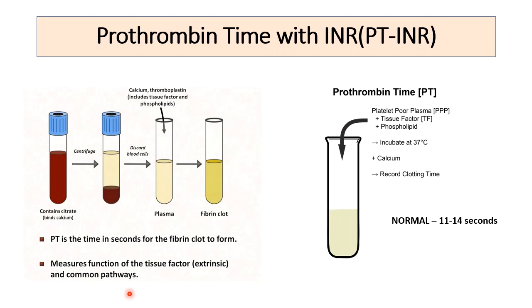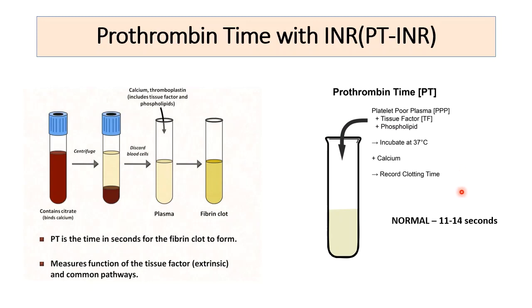So discussing a little bit about each of these tests, the first being the prothrombin time with INR. A PT value is never reported alone, it is always reported along with the INR. Now prothrombin time is the time in seconds to form the fibrin clot and is a measure of the extrinsic and the common pathways. So while doing a PT test, you require calcium and thromboplastin. Platelet-poor plasma is taken and thromboplastin is added, and it is incubated, after which calcium is added and the clotting time is recorded.